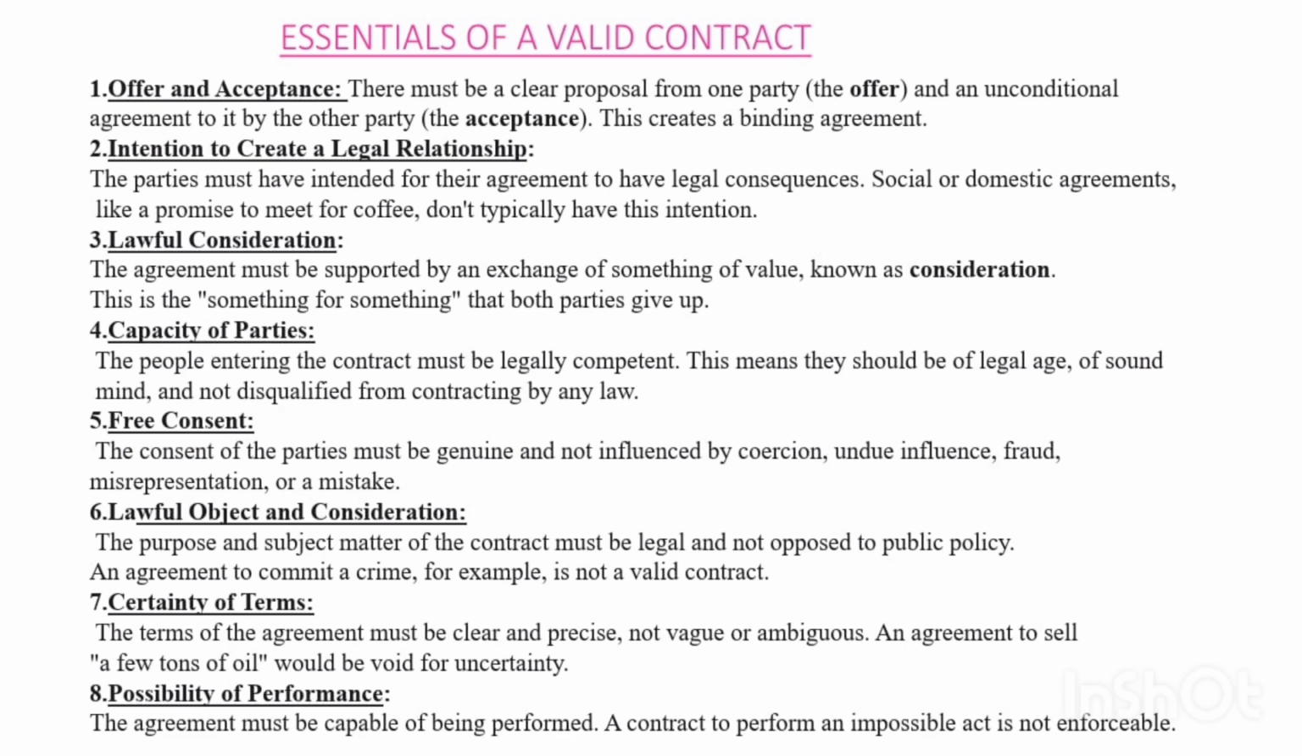The sixth element is lawful object and consideration. The purpose and subject matter of the contract must be legal and not opposed to public policy. An agreement to commit a crime, for example, is not a valid contract. The seventh element is certainty of terms. The terms of the agreement must be clear and precise. An agreement to sell a few tons of oil would be void for uncertainty. And the eighth element is possibility of performance. The agreement must be capable of being performed. A contract to perform an impossible act is unenforceable.